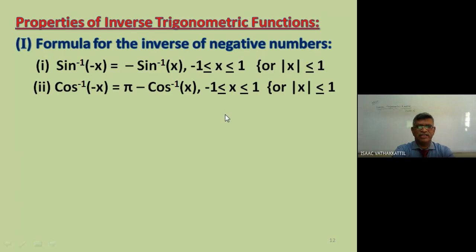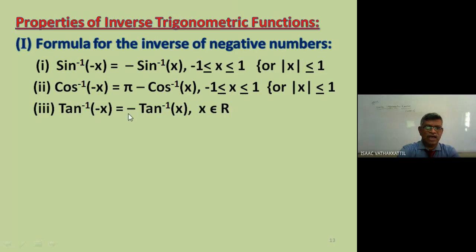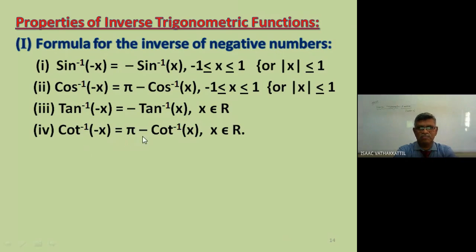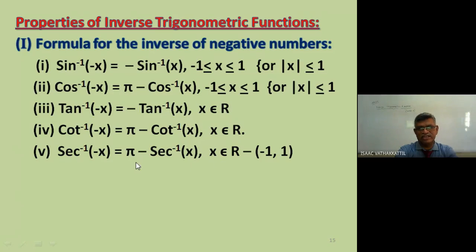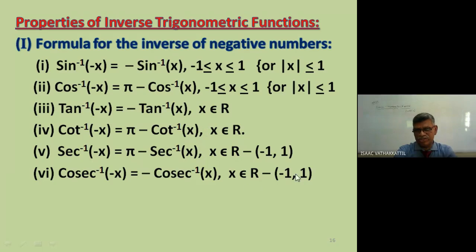Whereas cos inverse minus x, remember, cos inverse minus x is pi minus cos inverse x. You may ask yourself how it is. I'll bring out a proof for that. Cos inverse minus x is pi minus cos inverse x, whereas tan inverse minus x is minus tan inverse x, but cot inverse minus x is pi minus cot inverse x. And sec inverse minus x again is pi minus sec inverse x, because x must be in the domain of sec inverse, whereas cosec inverse minus x is minus cosec inverse x.